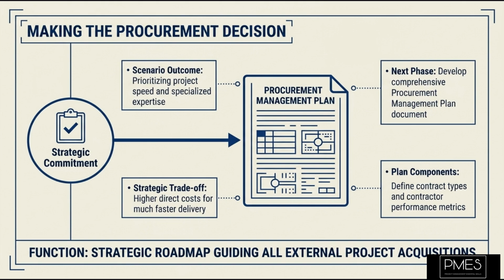Once the make or buy analysis indicates that external resources are needed, the next step is to plan the actual procurement. This involves creating a procurement management plan, which details how the procurement process will be managed from start to finish. It outlines the types of contracts to be used, the metrics for managing contractors, and how procurement decisions will be made. This plan becomes your roadmap for all external acquisitions.